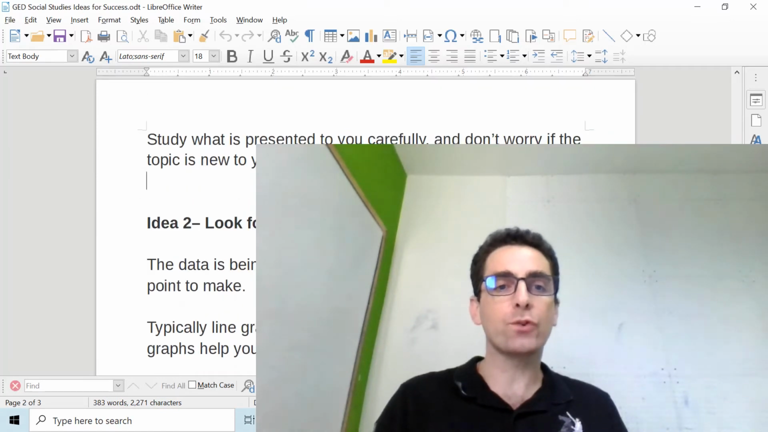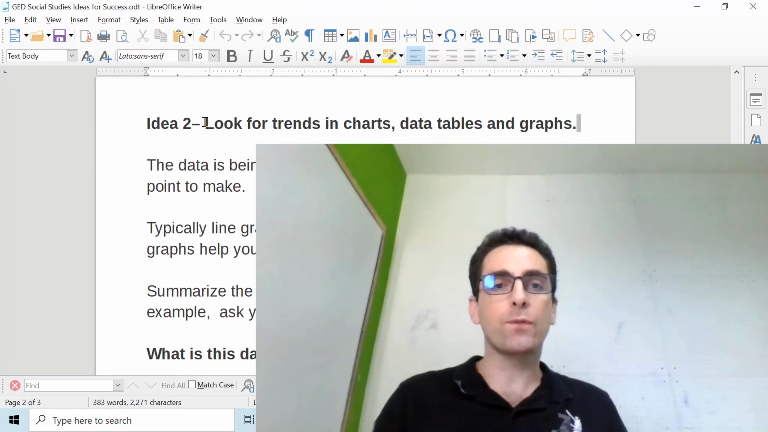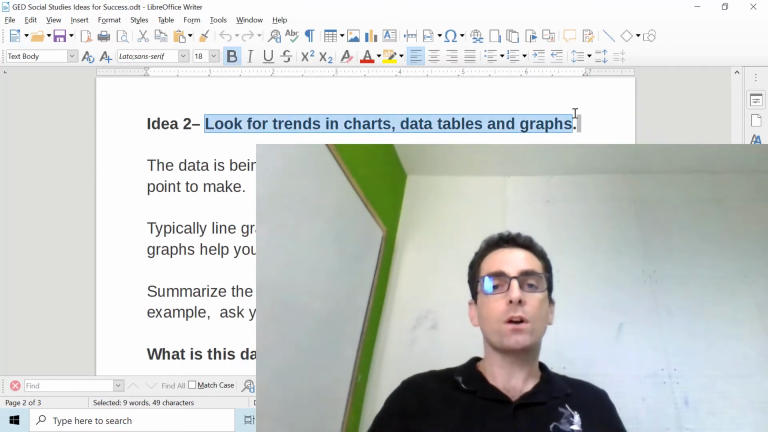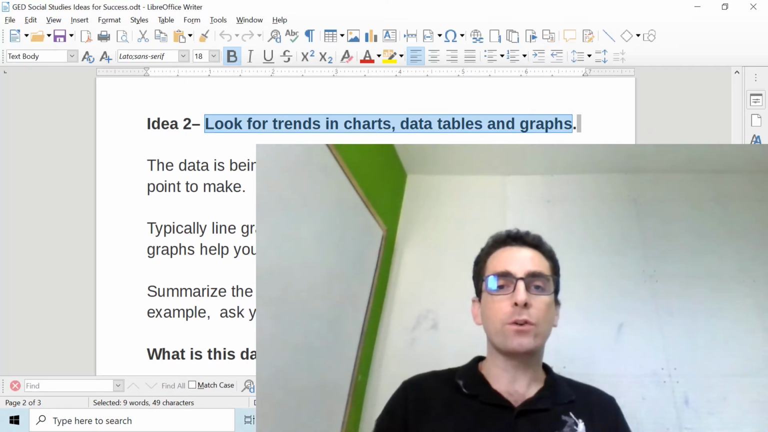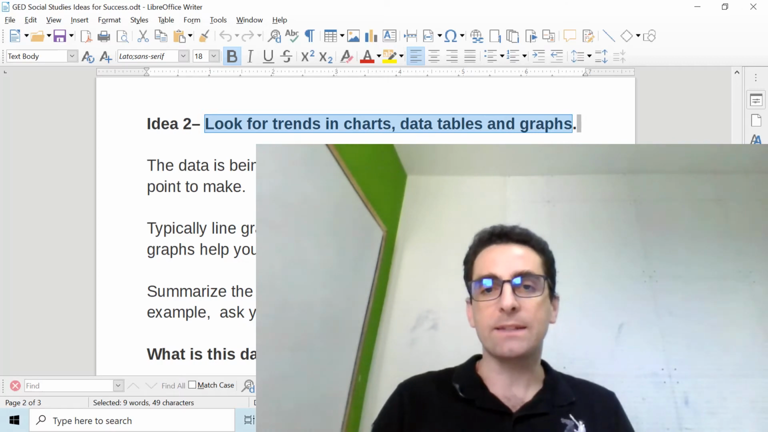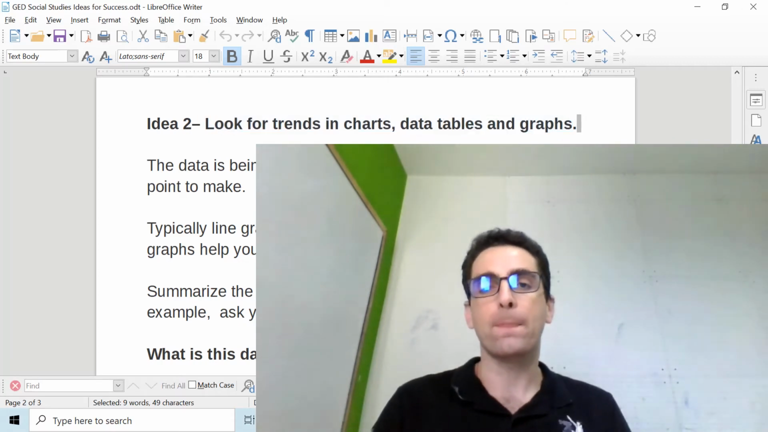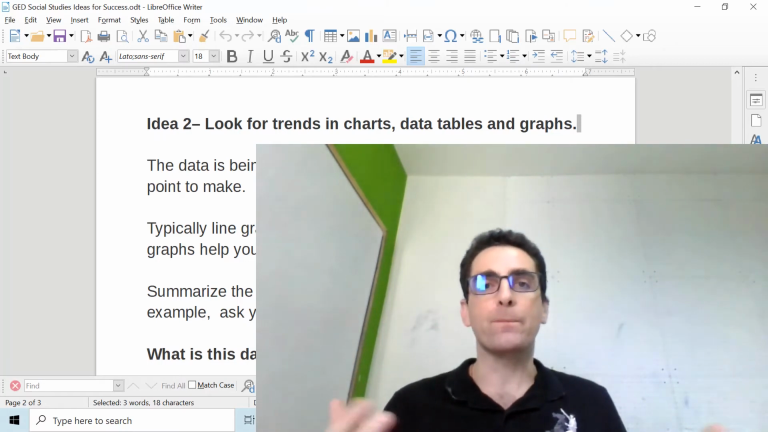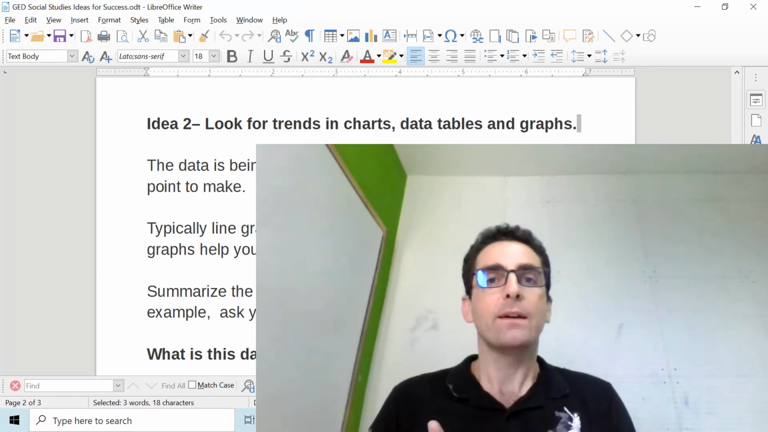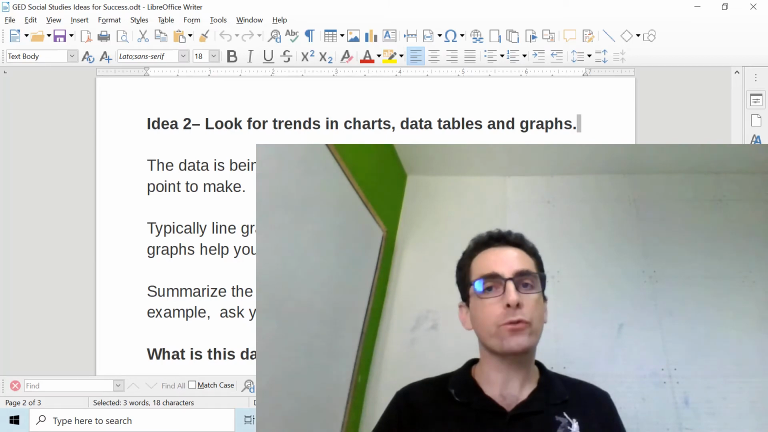Idea two here is look for trends in charts, data tables, and graphs. The data being used in the test is there for you to make a conclusion. What do I mean by that? Well, if you have a line graph or a table of information, there will be a trend in that. If it's a line graph, it could be a trend over time.